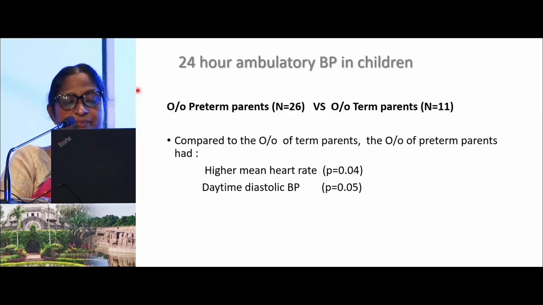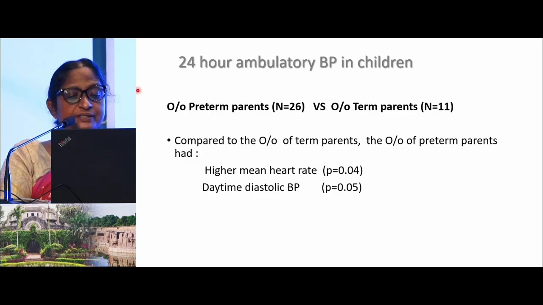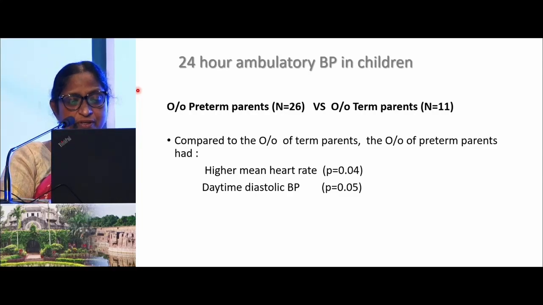In the data from children, only 26 of the offspring of preterm parents and 11 from the term parents participated. And compared to the offspring of term parents, there were subtle changes, like a higher mean heart rate and daytime diastolic blood pressure in the children of preterm-born parents.